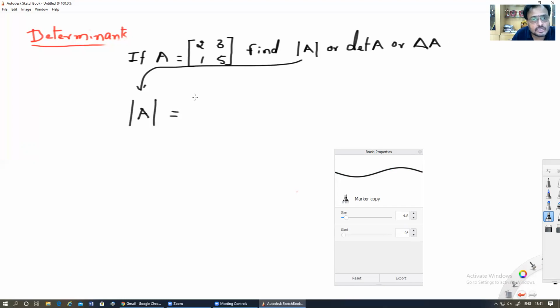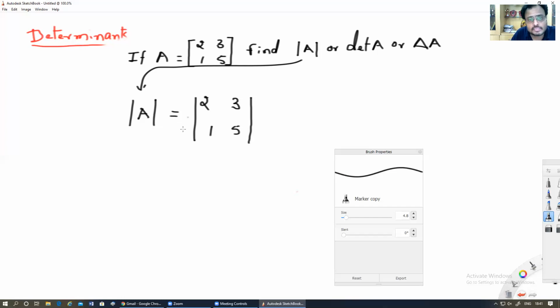So determinant of, you write matrix A elements 2, 3, 1, 5. Be careful here, try to understand, I have not put a square bracket. Square brackets are for matrices, two parallel lines for determinants. So we are going to find out determinant of A.